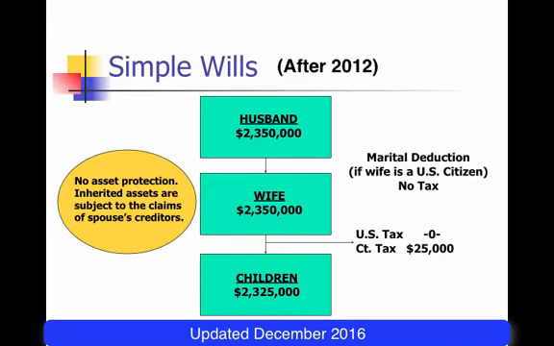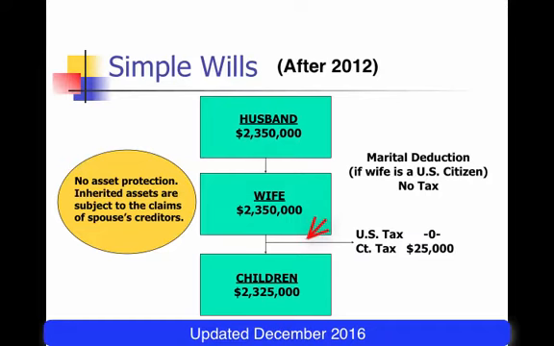Let's start with some common will scenarios, and let's begin by looking at a simple husband and wife situation. This slide depicts a simple will, and let's assume it's one that would apply after 2012. In other words, in this case, the husband has an estate of $2,350,000, and his will does the simple thing. It says, I give everything to my wife, so that after his death, she'll receive everything, and her estate will be $2,350,000. And then at her death, the children receive everything.